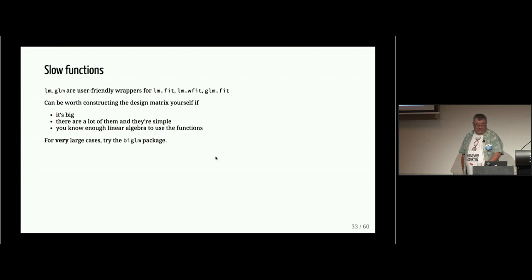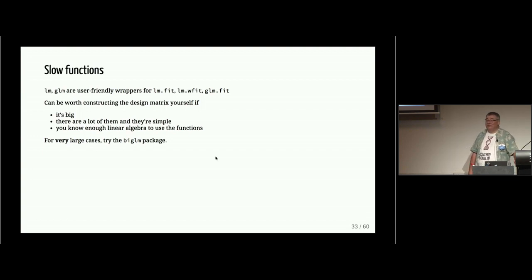Also on slow functions, lm and glm and some other functions, for example, coxph in the survival package and so on, these are wrappers for underlying functions that do the fitting, lm.fit, for example, for linear models. One of the nice things about R is that you don't need to worry about the design matrix yourself. R will just build it for you. You give it a model formula, R will go off and build the design matrix, and you don't even have to think about it. But you do have to wait for it to get done.